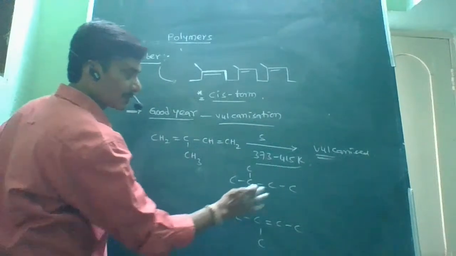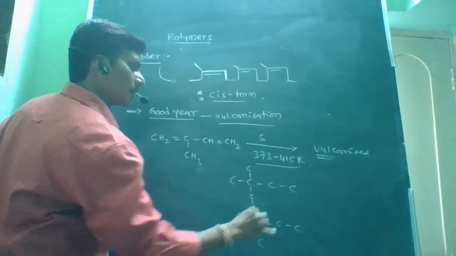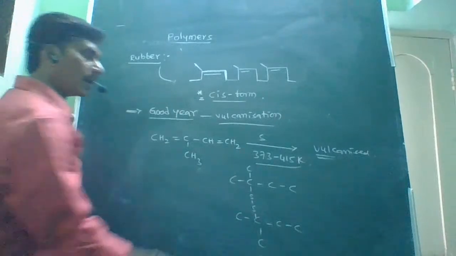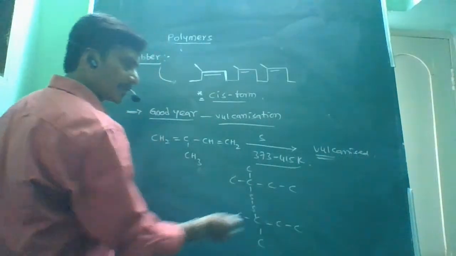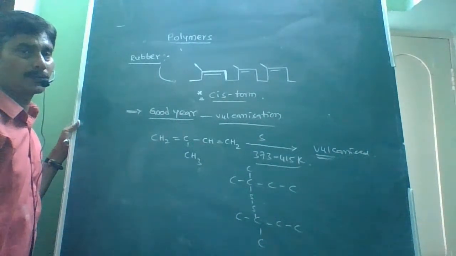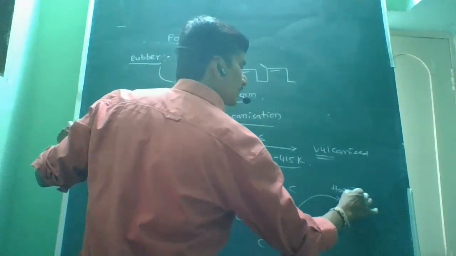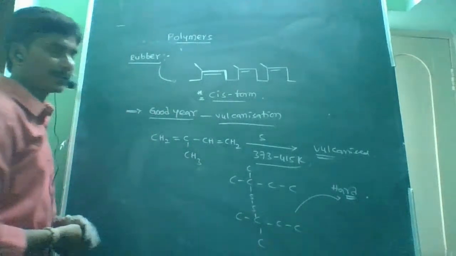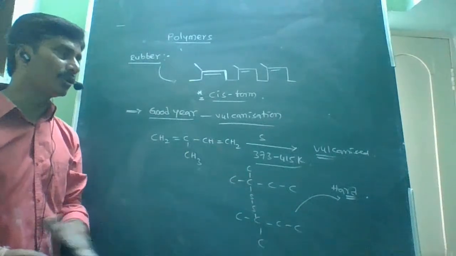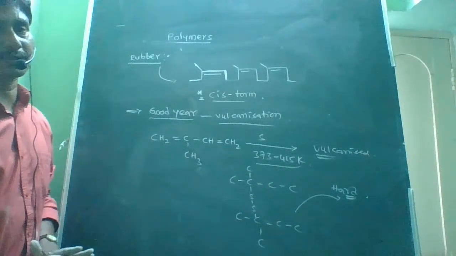Among these two systems, these are cross-linked by sulfur fragments. On heating, more cross links will form between these active methylene groups. So on heating, rubber becomes hard in nature, because more cross links are formed between the isoprene units. That process is called the vulcanization process.